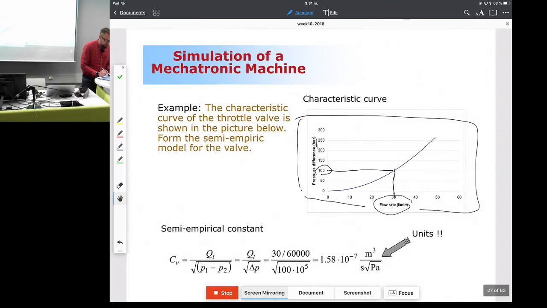You first of all have to solve for Cv from the equation. You have here the flow rate and the corresponding pressure difference. So the flow rate here is 30 liters per minute. To make that SI units, you have to divide it by 60,000, and then for 100 bar, to make that SI units, you have to multiply it by 10 to the power 5. And then you're ready to get your semi-empirical parameter. Look at the units.